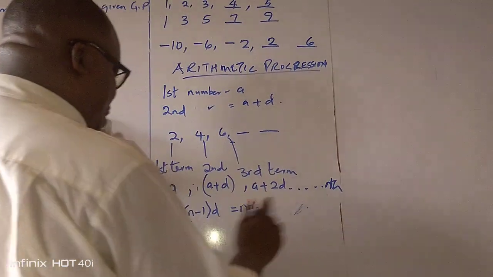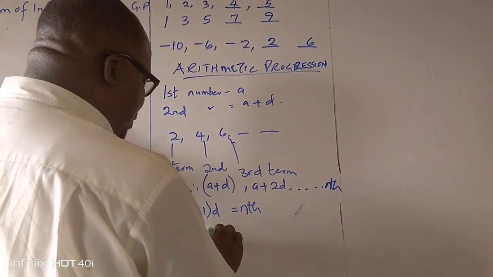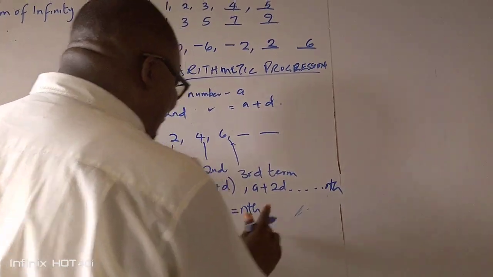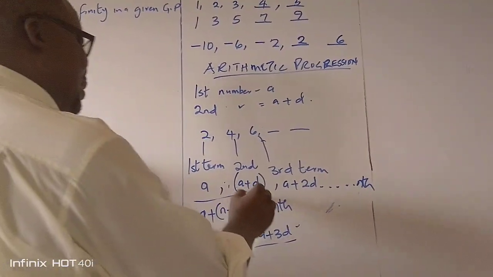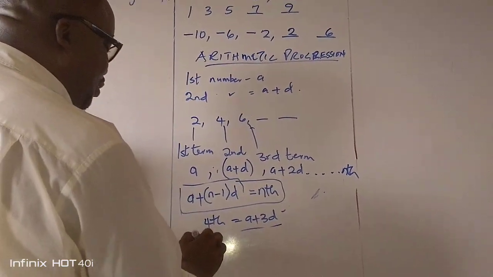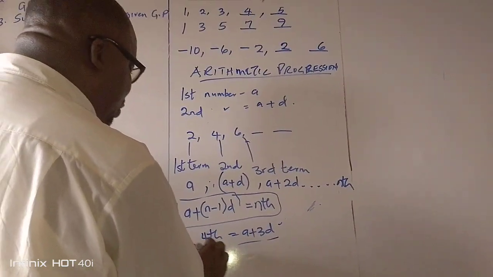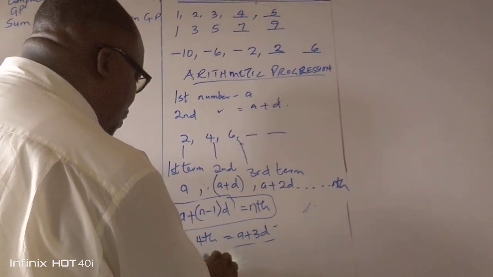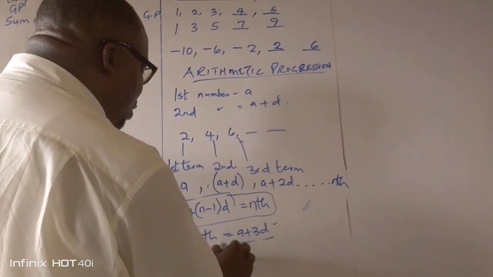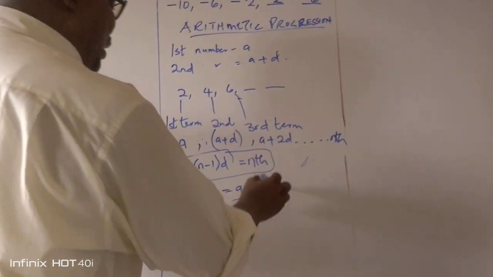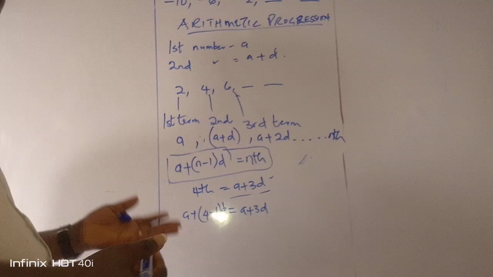A plus 3D. How did I get here? If I apply this format, the fourth term will be A plus the number of term 4 minus 1 times D. That will become A plus 3D, as we already have it here. That's what it shows us.